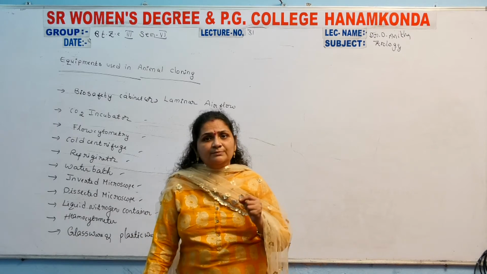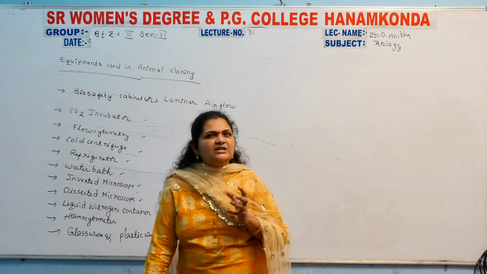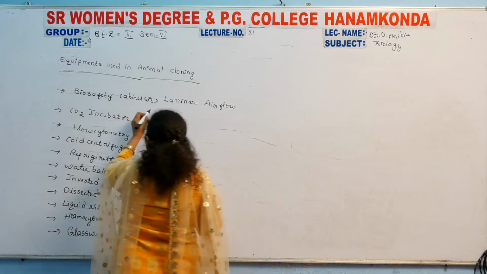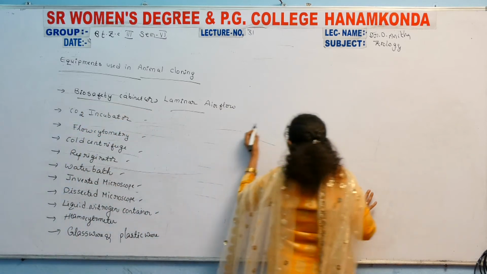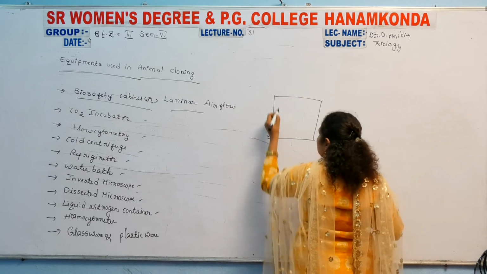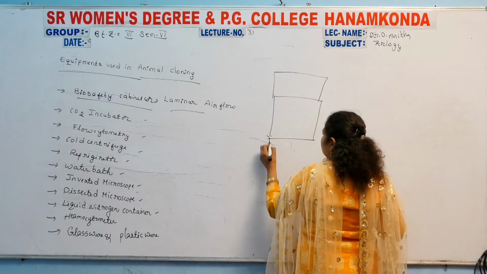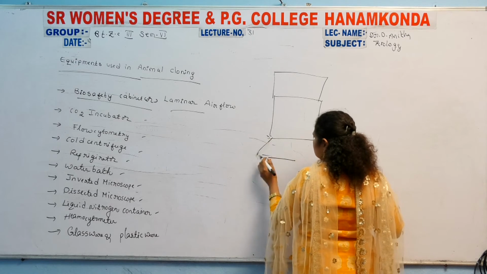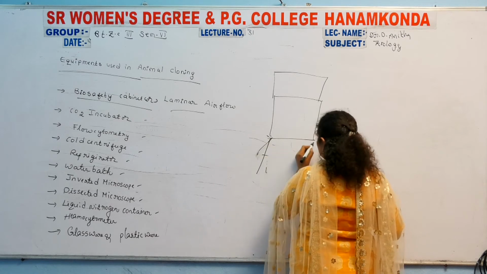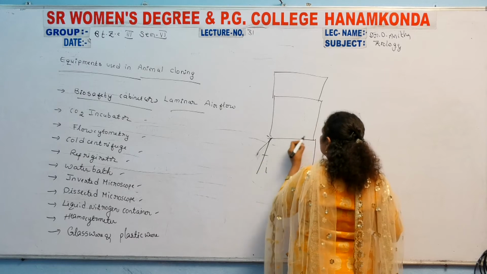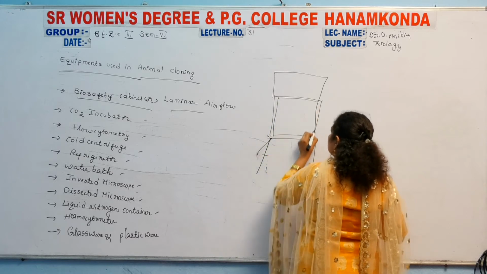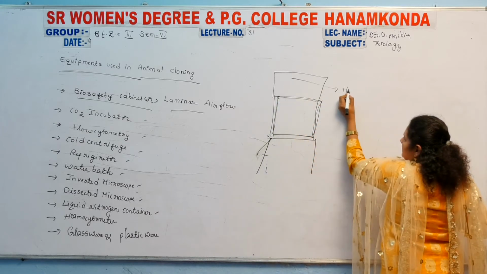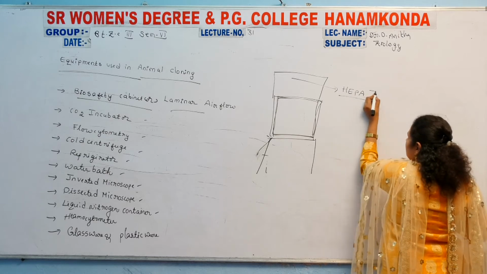For the purpose of animal cloning, specific instruments are used. Those instruments are, see here, the biosafety cabinet or laminar airflow. It is represented like this. Inside, the cavity is a chamber totally. Here the filters are present. Those filters are nothing but HEPA filters.